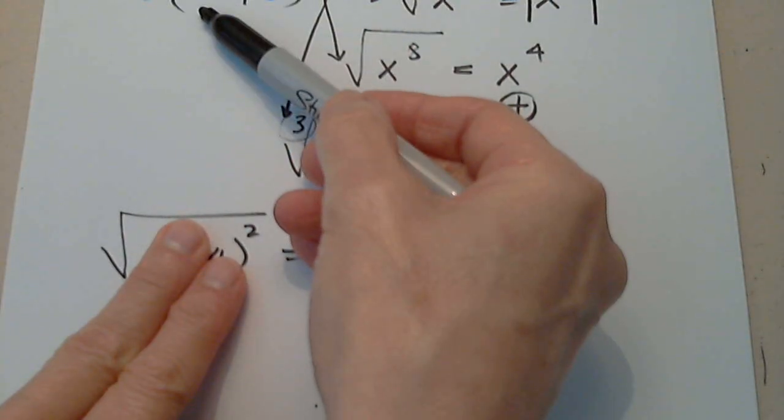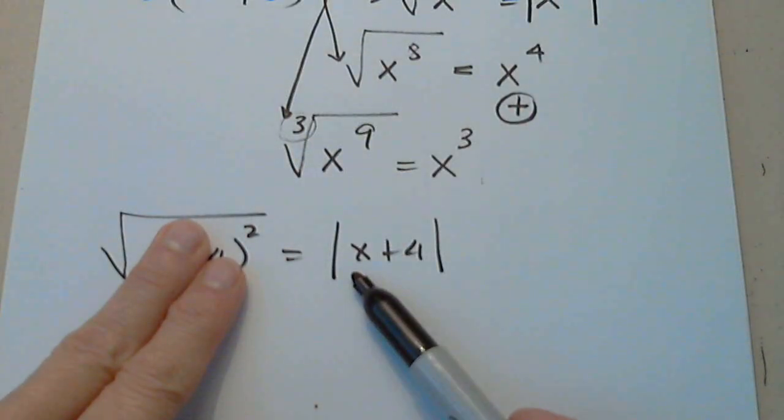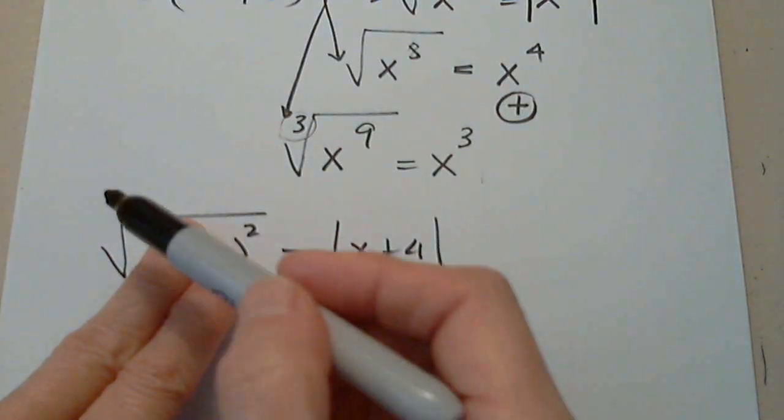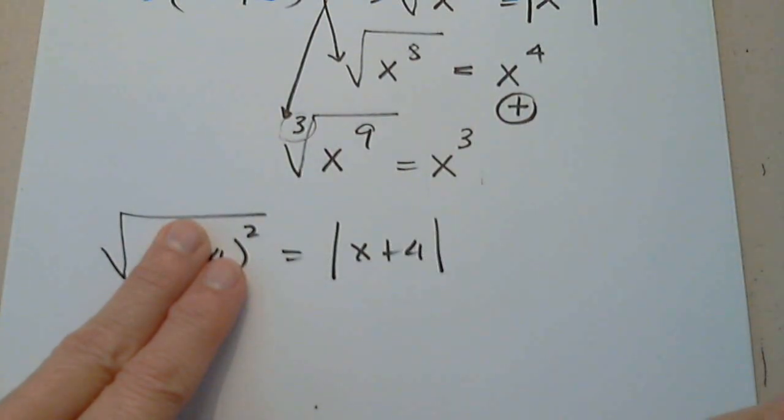If I'm told that x is any real number, what if it's negative 10? Negative 10 plus 6 will be negative 6. And the square root can never equal a negative number.